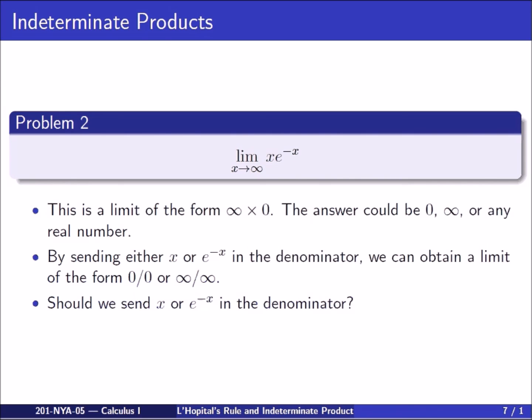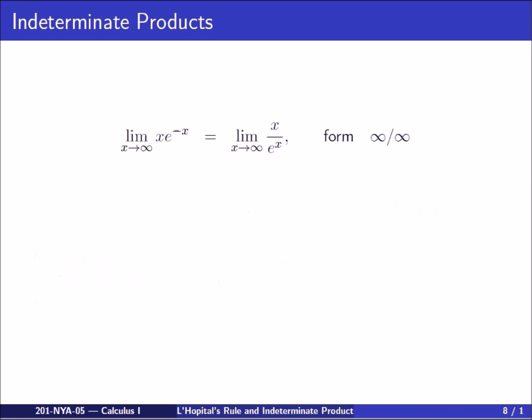Well, we just have to try because we haven't seen any limits of this type so far. I've sent e to the x in the denominator, and the limit is now of the form infinity over infinity. By applying L'Hopital's rule, we get the limit of the ratio of the derivatives. The derivative of x is 1, the derivative of e to the x stays e to the x, so we get the limit of 1 over e to the x. And now it is of the form 1 over infinity. It's not indeterminate anymore because the answer is 0, because 1 over numbers that are getting larger and larger and going towards infinity gives us numbers that are getting closer and closer to 0.